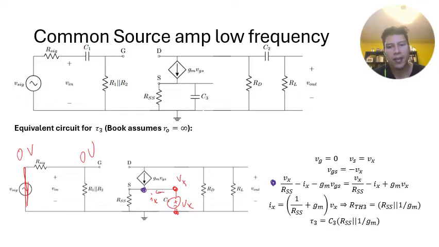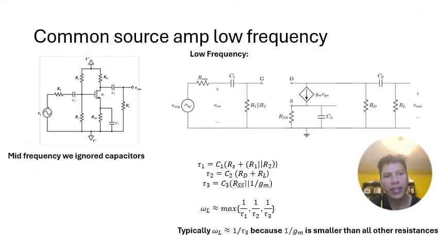So basically, we find out that Vg is 0. We find out that Vs is Vx. And then we do the nodal equation to get our tau 3. All right, now for our common source amplifier, these are the 3 taus summarized. And typically what will happen is that omega low will tend to be 1 over tau 3, because 1 over Gm is smaller than all the other resistances.